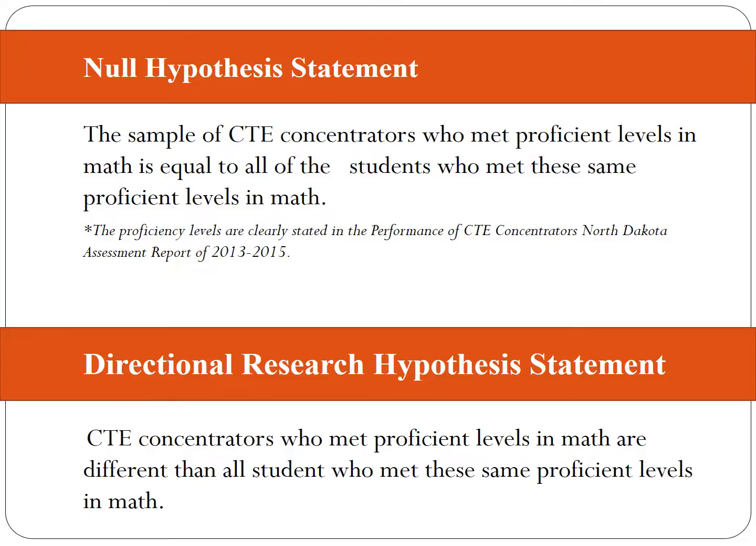The null hypothesis statement that I have come up with is the sample of CTE concentrators who met proficient levels in math is equal to all of the students who met these same proficiency levels in math. And these proficiency levels are clearly stated in the Performance of CTE Concentrators North Dakota Assessment Report of 2013 through 2015. My directional research hypothesis statement is CTE concentrators who met proficient levels in math are different than all students who met these same proficient levels in math.